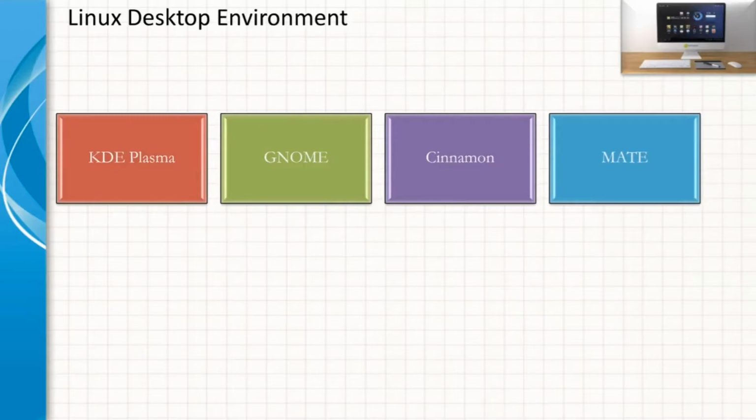Mate. The Mate desktop environment is a continuation of GNOME 2. It provides an intuitive and attractive desktop environment using traditional metaphors for Linux and other Unix-like operating systems. Mate is under active development to add support for new technologies while preserving the traditional desktop experience. Mate is available via official repositories for Linux distributions such as Alpine Linux, Arch Linux, Debian, Fedora, Gentoo, Linux Mint, openSUSE, Parrot Security OS, and Ubuntu.